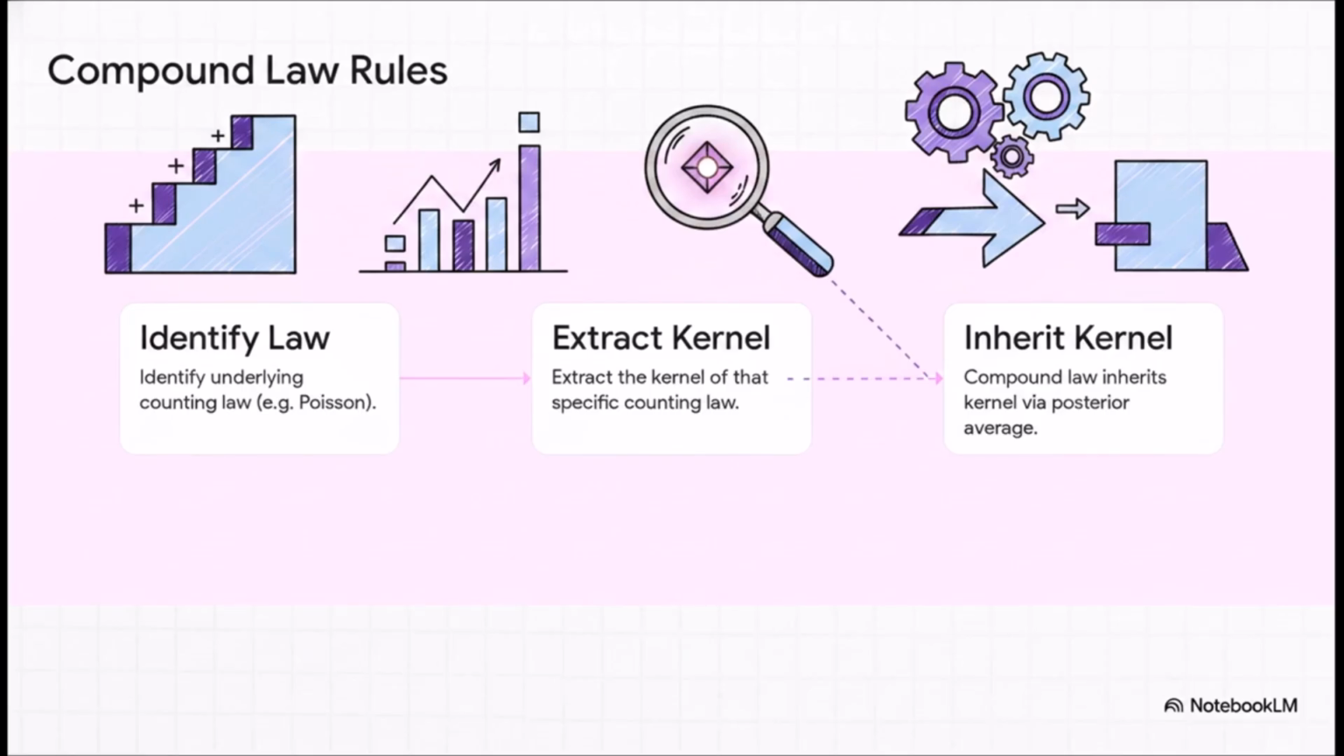Step 1, identify the simple underlying counting law, like our friend the Poisson distribution. Step 2, extract the kernel of just that simple counting law. Step 3, the complex compound law inherits this kernel entirely automatically via posterior averaging. Let's unpack why this is a big deal. You literally do not have to calculate a convoluted, page-long equation for the compound distribution. You just look at the simple counting law, grab its kernel, and you can mathematically prove your stochastic order based on that inherited trait. It's like finding a backdoor in the math.